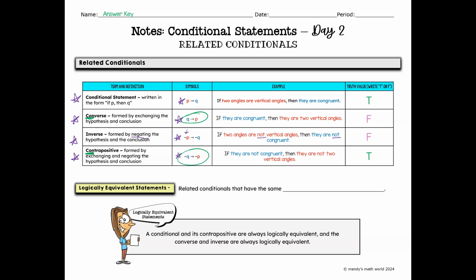So let's talk about logically equivalent statements. Those are related conditionals that have the same truth value. So which statements here are logically equivalent? We have the conditional statement and its contrapositive that are logically equivalent. And we have the converse and the inverse that are logically equivalent. They have the same truth value. So a conditional and its contrapositive are always logically equivalent, and the converse and the inverse are always logically equivalent. Let's move on.